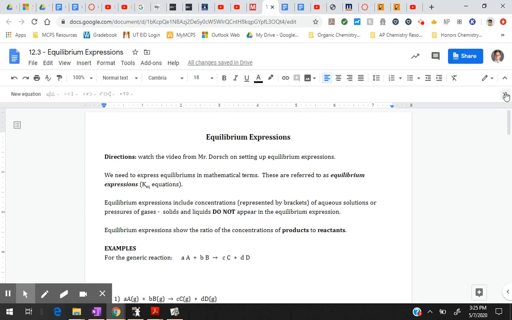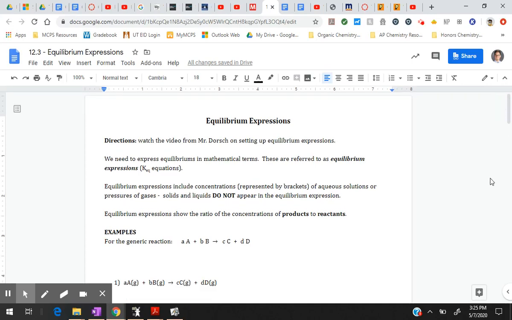Hello, class. In this lesson, we are going to cover equilibrium expressions. We're going to look at how to set them up. We're going to look at how to calculate K given a set of equilibrium concentrations. And we are also going to interpret the value of K, our equilibrium constant.